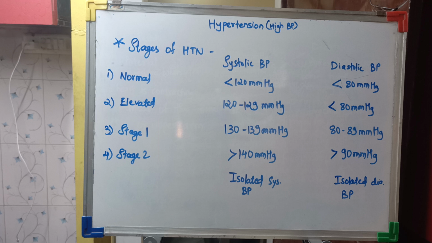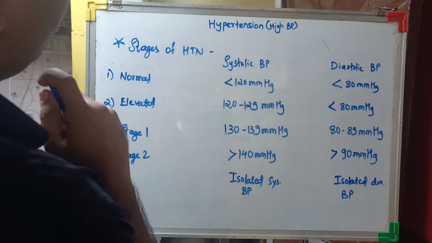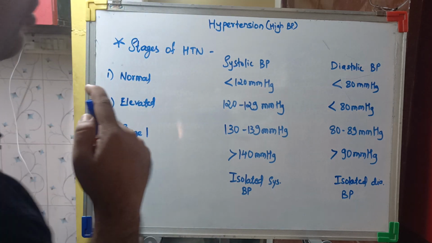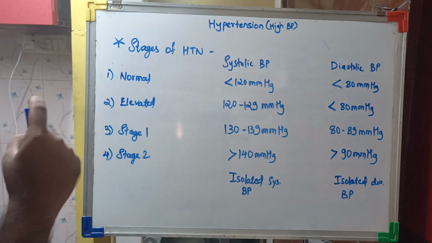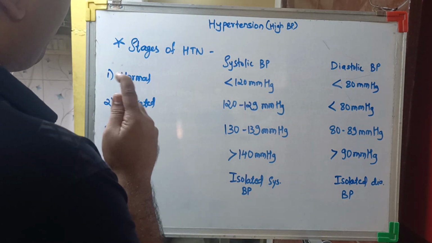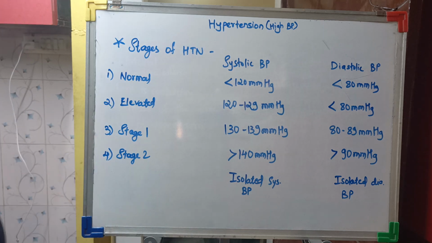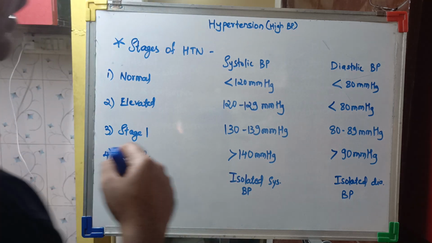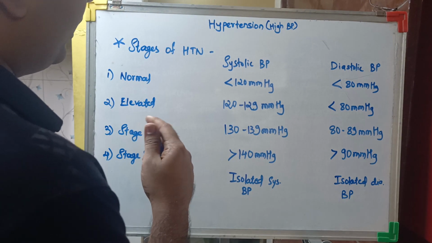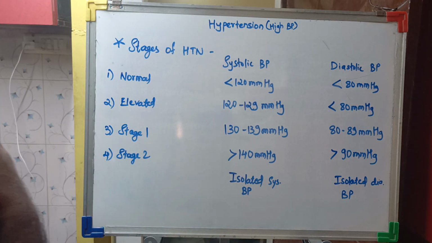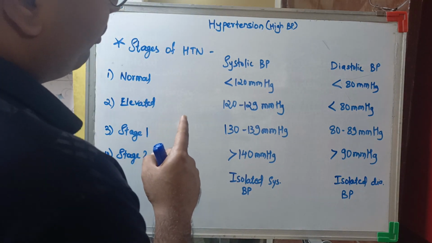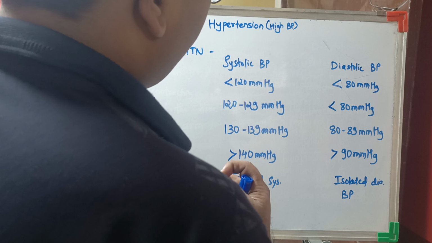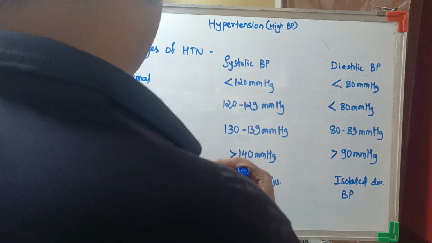Now we will focus on the stages of hypertension. First, normal BP: when the systolic BP is less than 120 mm of mercury and the diastolic BP is less than 80 mm of mercury, it is considered normal BP. Second is elevated: when the systolic BP is between 120 to 129 mm of mercury and the diastolic BP is less than 80 mm of mercury, it is considered elevated. Stage 1: when the systolic BP is between 130 to 139 mm of mercury and the diastolic BP is 80 to 89 mm of mercury.